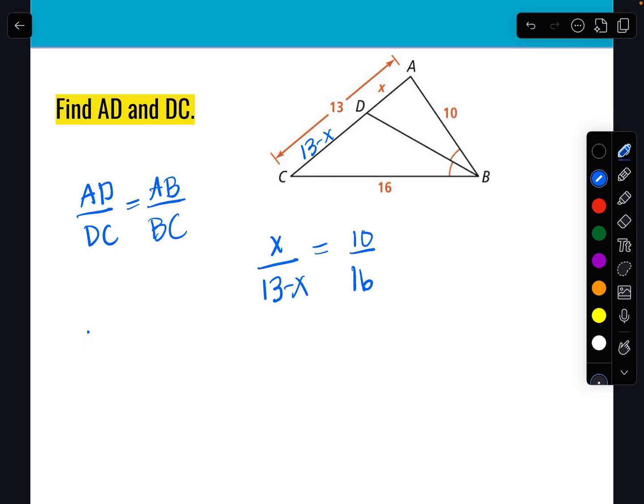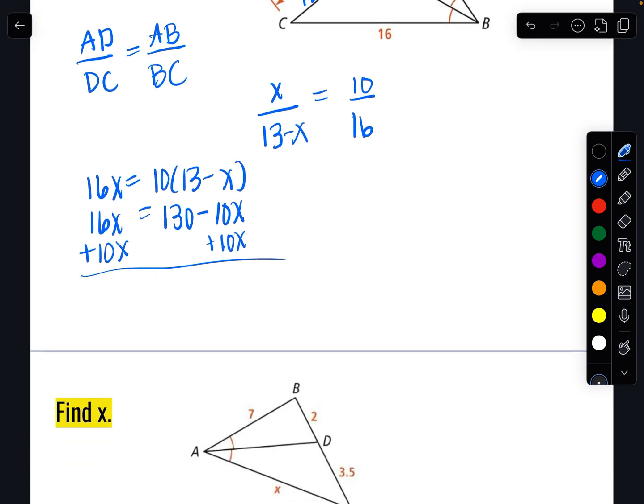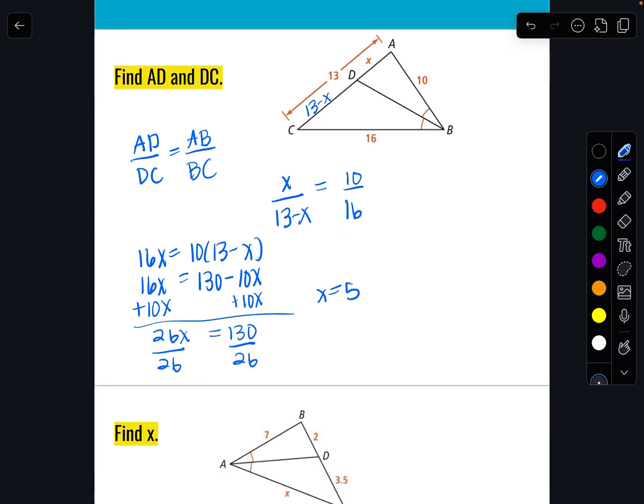Solving this then, 16 times x is 16x. 10 times 13 minus x will simplify to 130 minus 10x. We add 10x to both sides. We get 26x is 130. And then dividing by 26, we would get x equals 5. So again, figure out the proportion first and then substitute the numbers in and then solve the proportion.